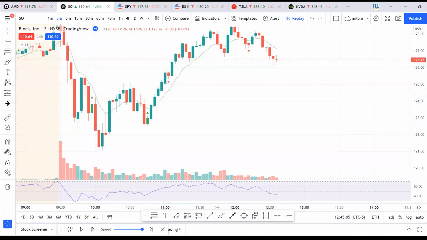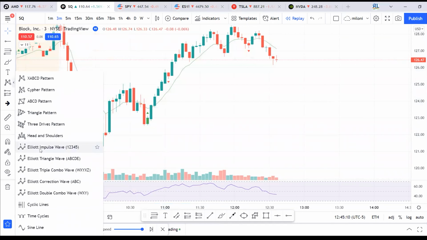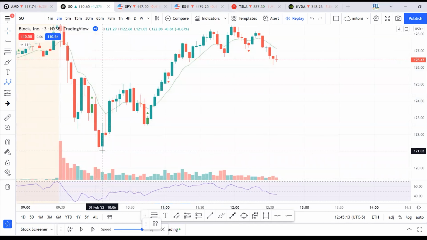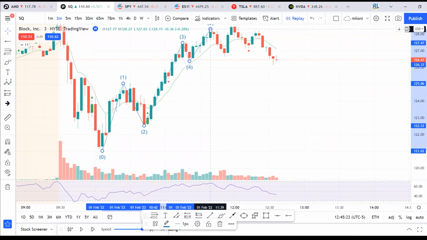For those of you that are still confused, I'm going to try to put some wave count on for you guys to show you exactly what I mean. Okay, so 0, 1, 2, 3, 4, and 5. And after that, we have an ABC correction. But we're not really worried about what happens after that. We just want to look for an entry around the closing above wave 1 and look for an exit soon after wave 4. I mean, the high of wave 3.